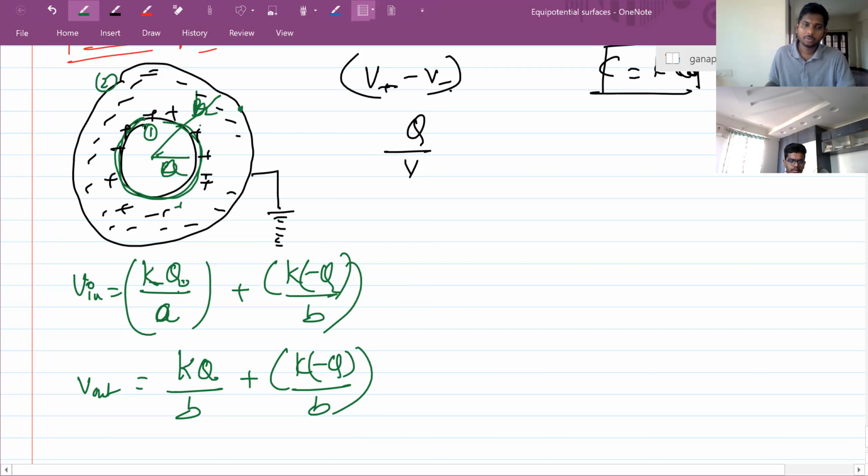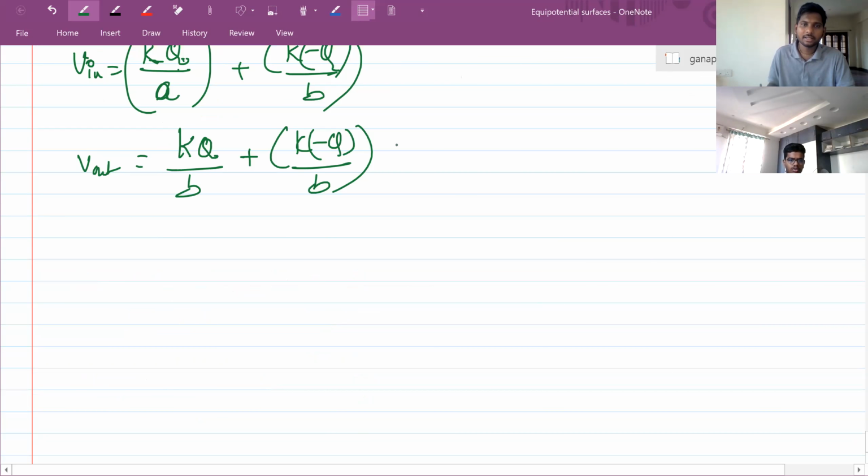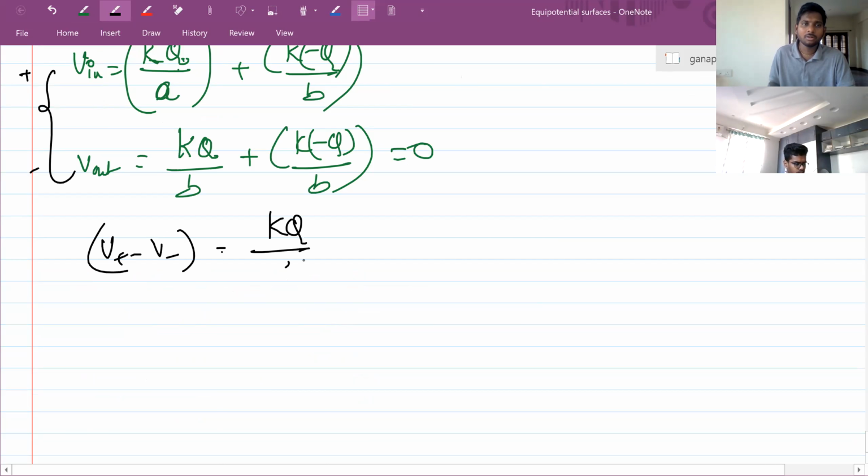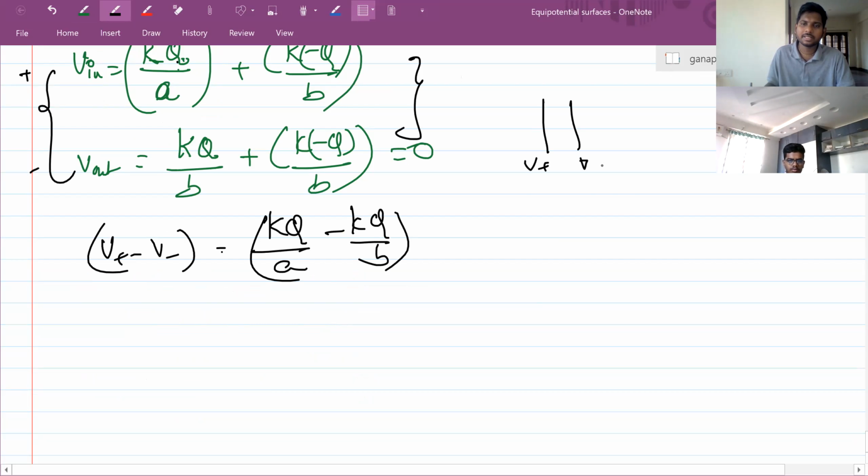So it is becoming 0. So the difference will become what? That V plus minus V minus, potential difference, is how much? KQ by A minus KQ by B. This will be the difference, right? But at the outside point it's becoming 0. Yes, the difference between inside shell and outside shell we need to do. That is the potential difference between the two plates, V plus minus V minus.